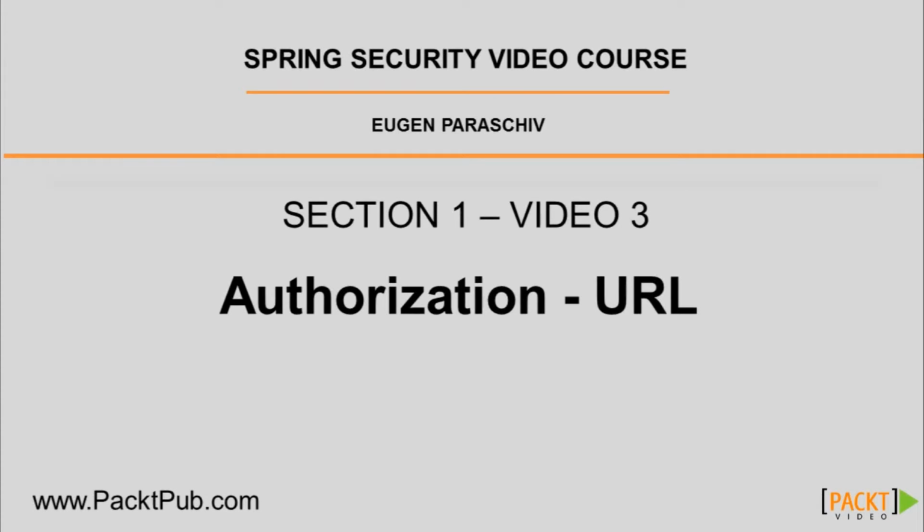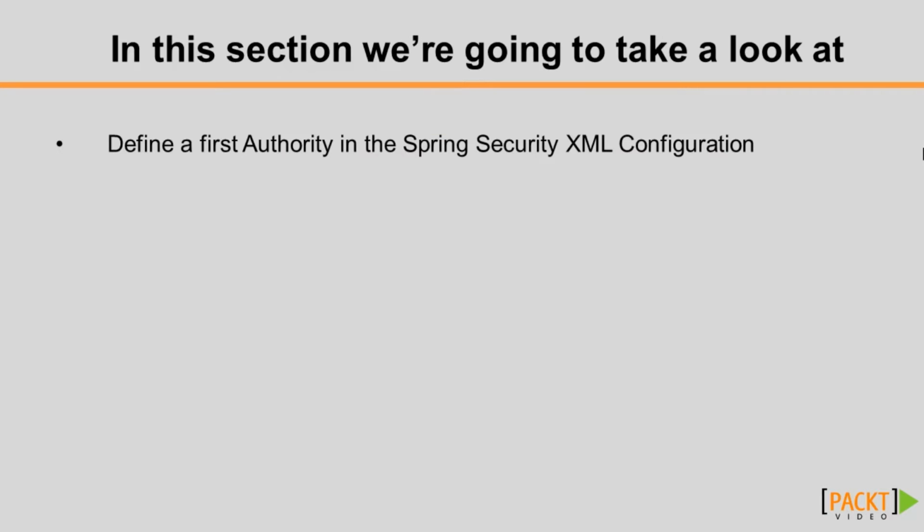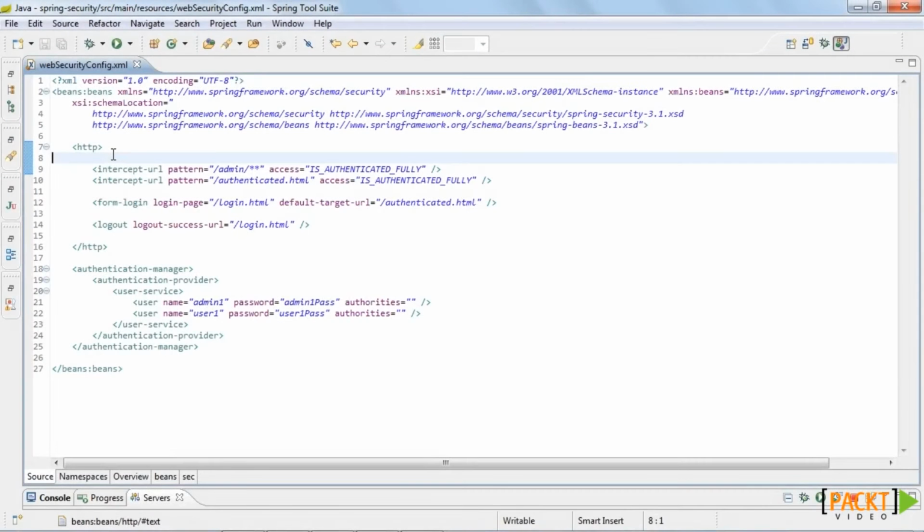In the previous videos we have discussed authentication, and in this video we will be looking at what Spring Security provides in terms of authorization. One of the most common requirements of a web application is to be able to secure certain URLs and to only make these accessible to certain users. We'll start by defining our first authority in the Spring Security XML configuration, and then we will secure our first page by its URL.